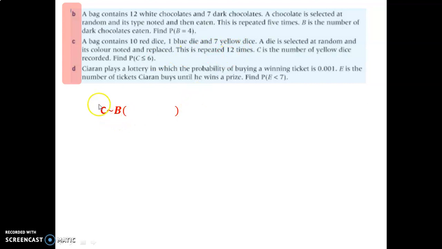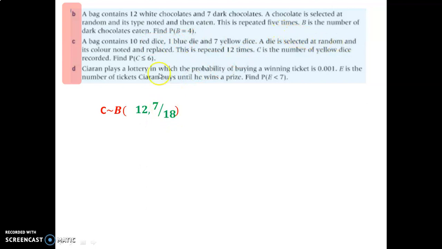Okay, so this time the color is distributed binomially, with 12 being your number of trials, because we're going to repeat this thing 12 times, and then 7 out of 18. So is that the probability of getting a yellow? Well, there's 7 yellow, and altogether there's 18 dice. So that's the chance of getting a yellow one.